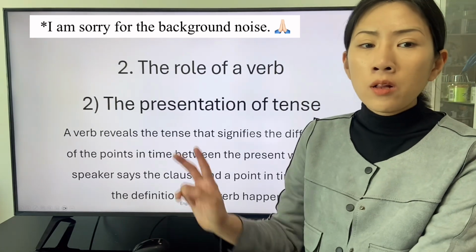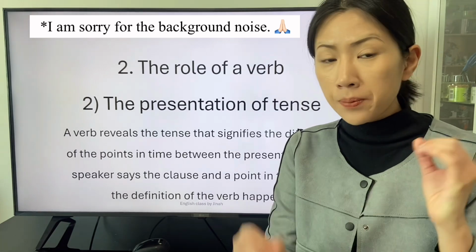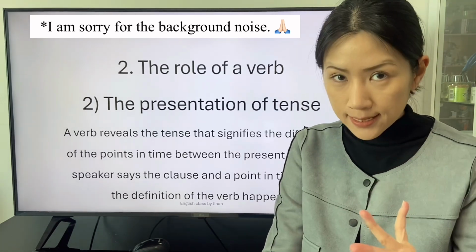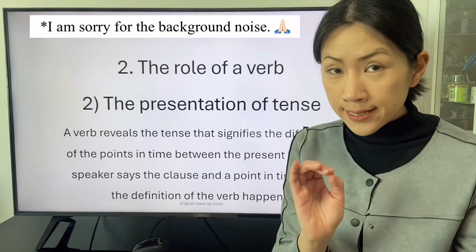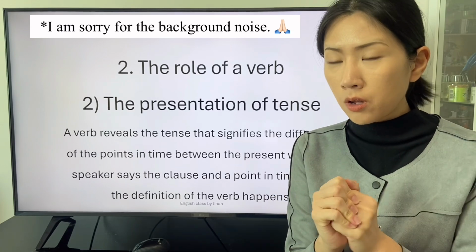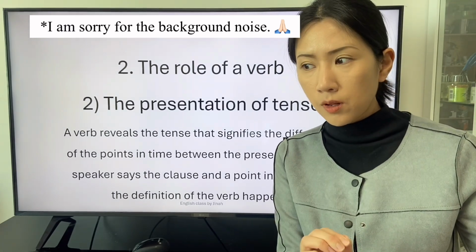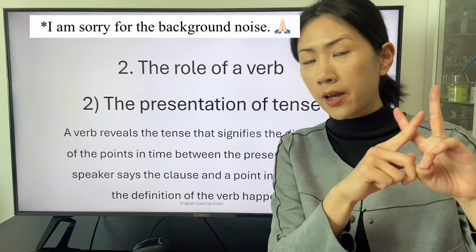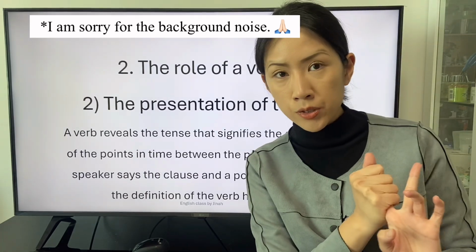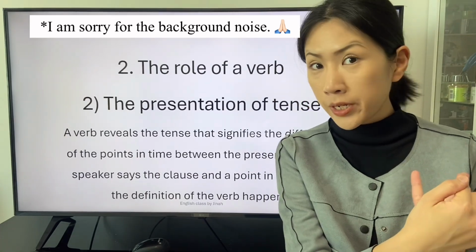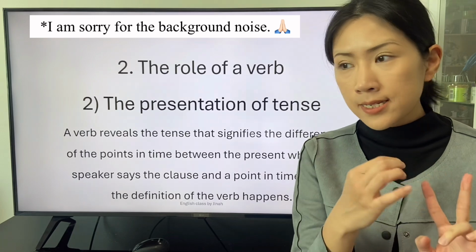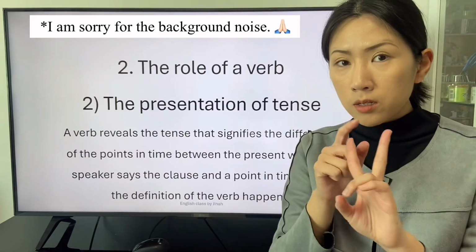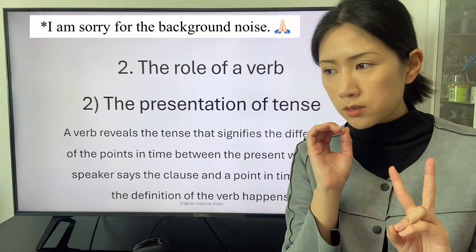The second role of a verb is the presentation of tense. The tense refers to a difference between 2 points in time. The first standard to compare the other point in time with is the present. The present is the standard.